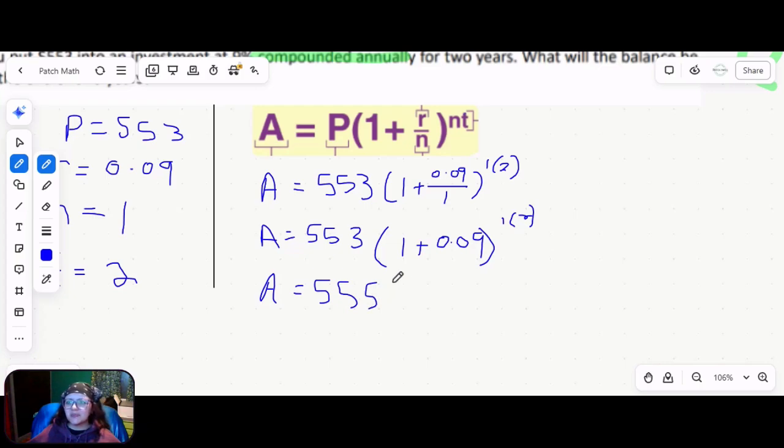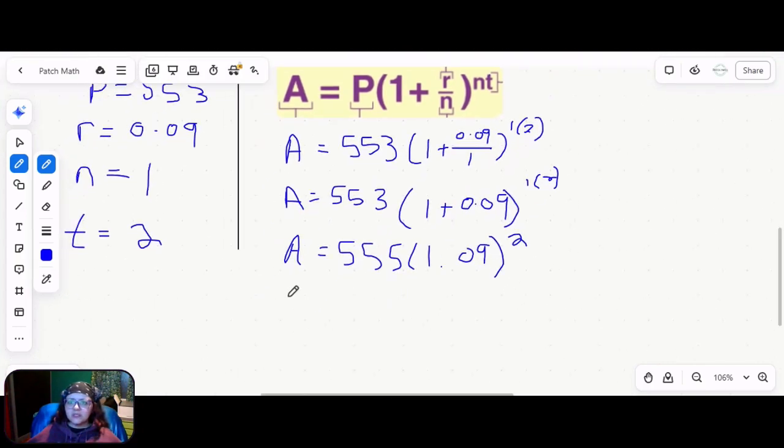In this case, that simplifies to 1.09. And now that the parentheses is completely simplified, we're looking at our exponent. 1 times 2 is 2. I'm going to go ahead and write it as such. Moving on, there's nothing more we can do on the inside of our parentheses. Our exponent is simplified, so now we can apply it. That is 553.